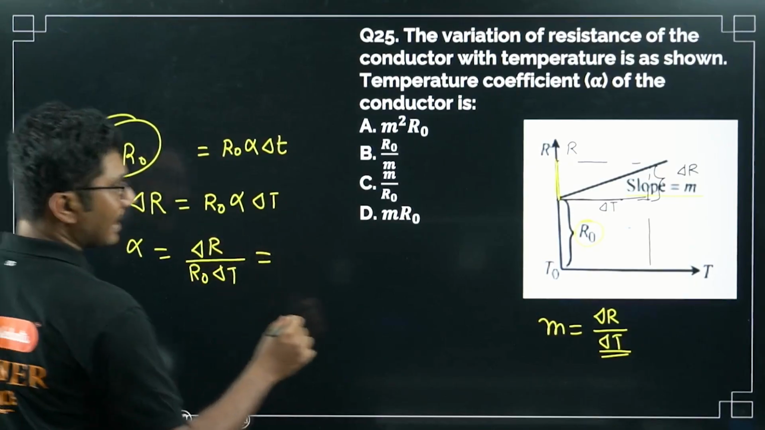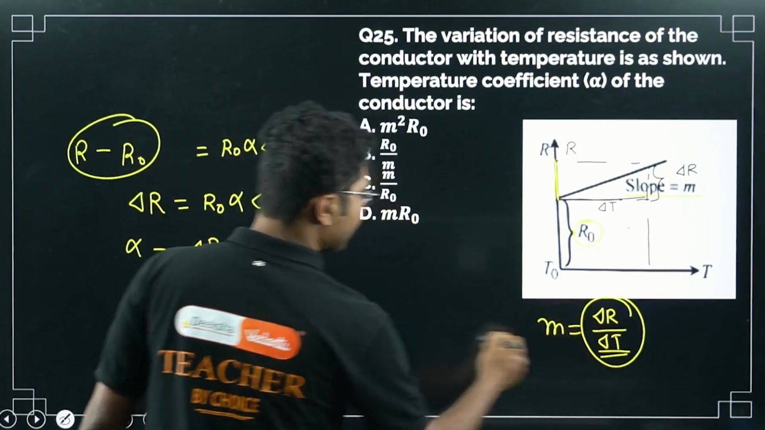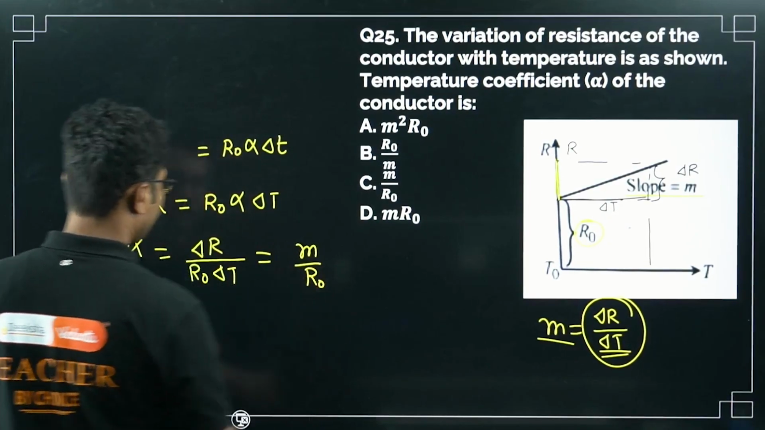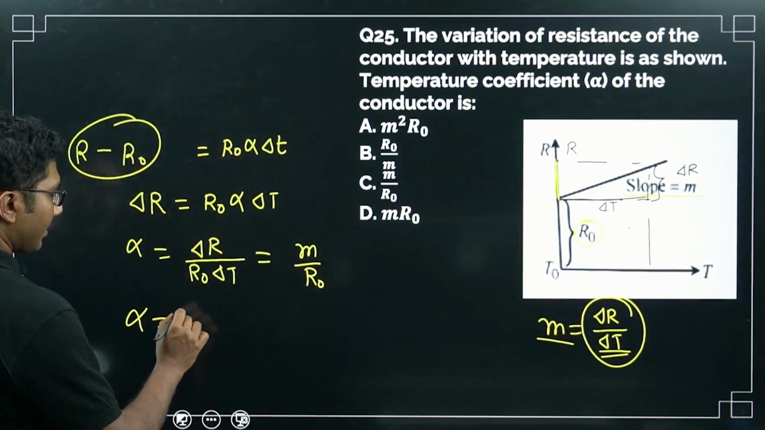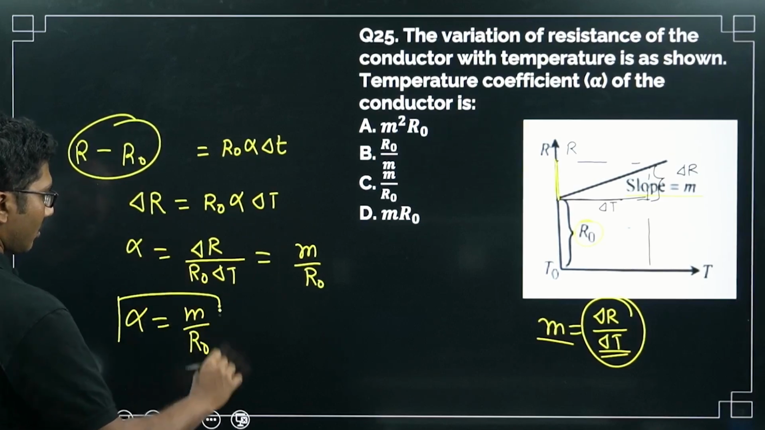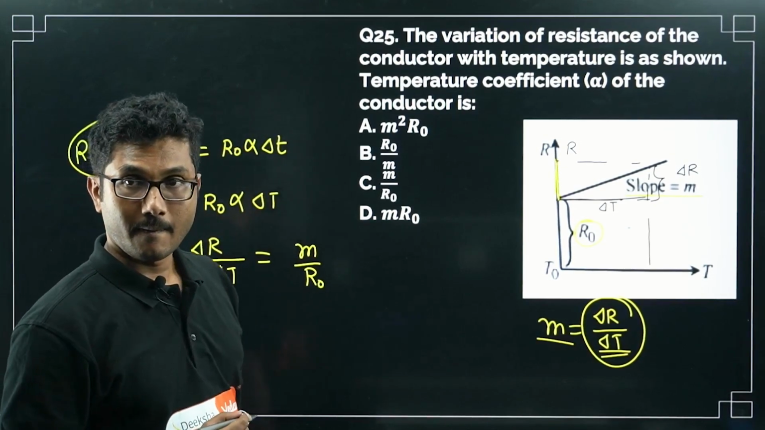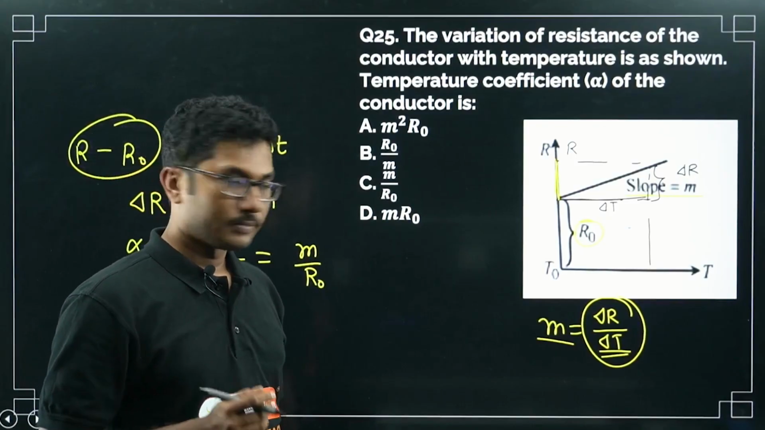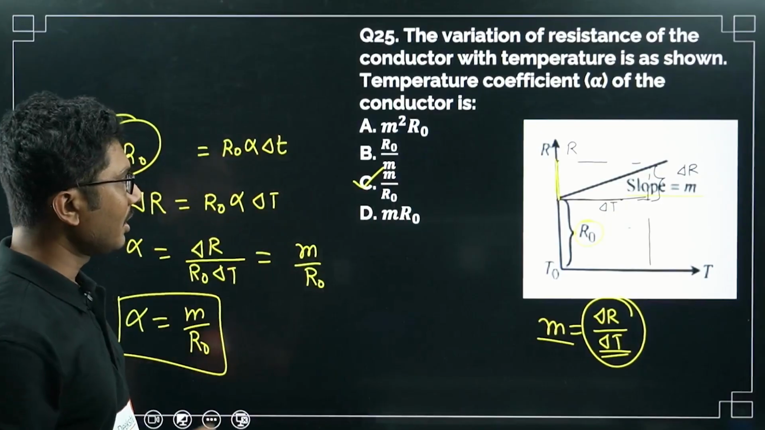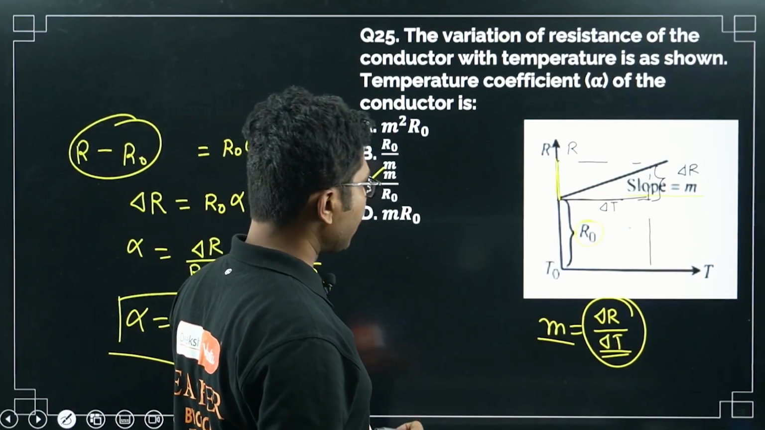Now what is delta R by delta T? It is M, the slope. So it will be M by R0. So the temperature coefficient is given by M by R0.